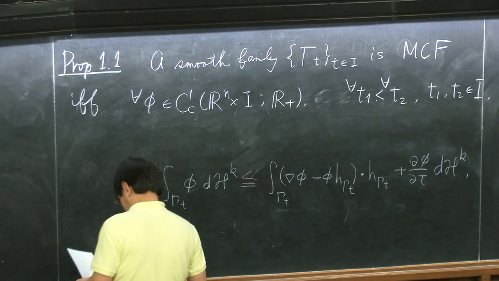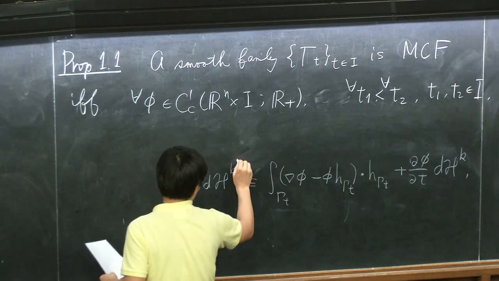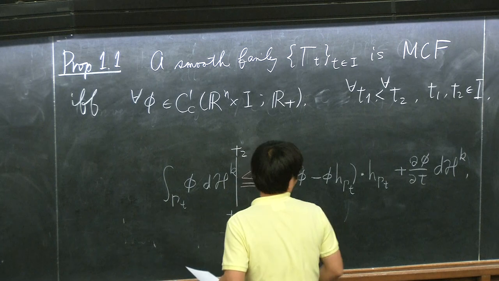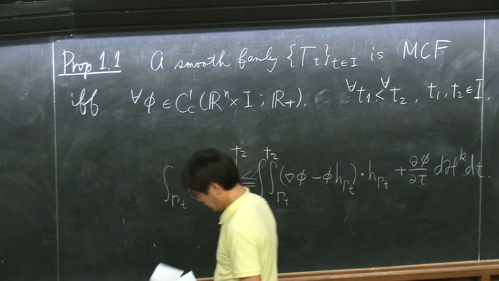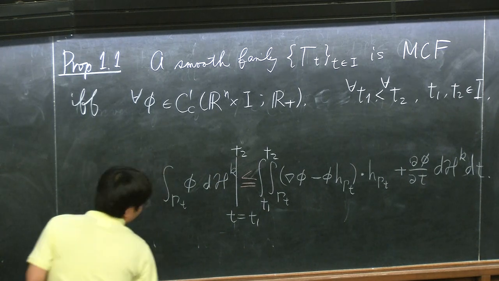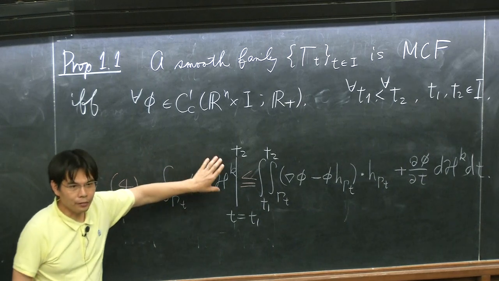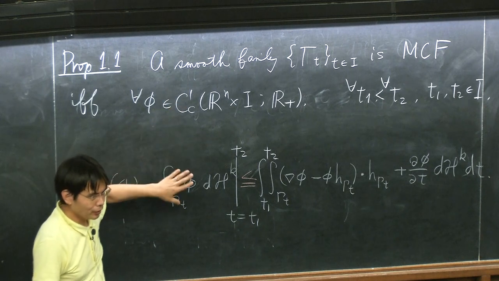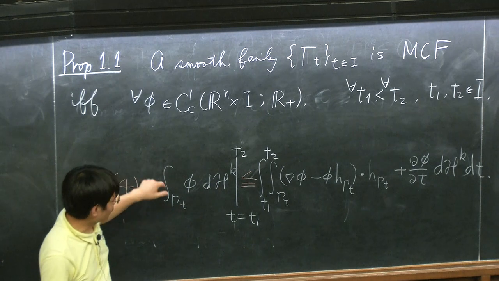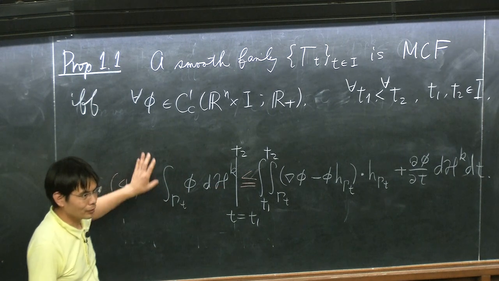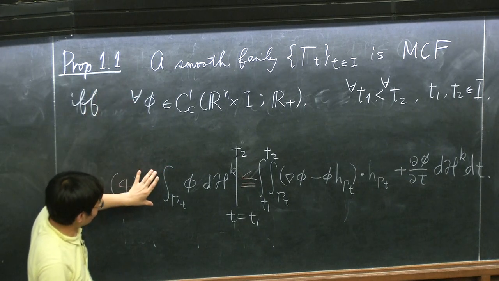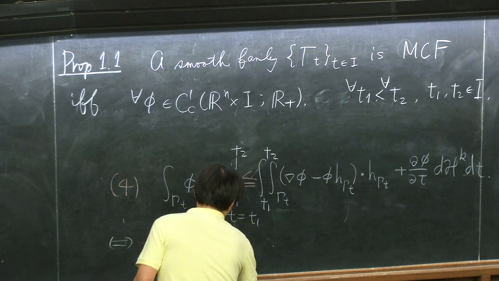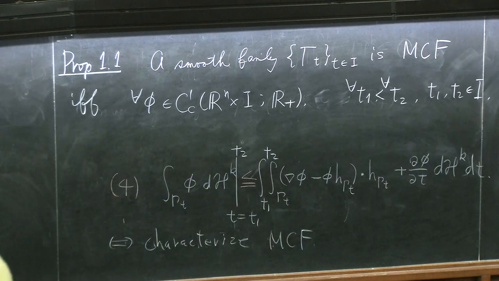If you integrate this inequality from t1 to t2, you end up having this inequality, which I call number 4. I think it's not so difficult to see that if I integrate what we had from t1 to t2, you end up having this inequality. But if you have this inequality, going to the differential form is also easy: by dividing by t2 minus t1 and then taking a limit, you get what you had before. So this is a way to characterize mean curvature flow, at least for the smooth case.